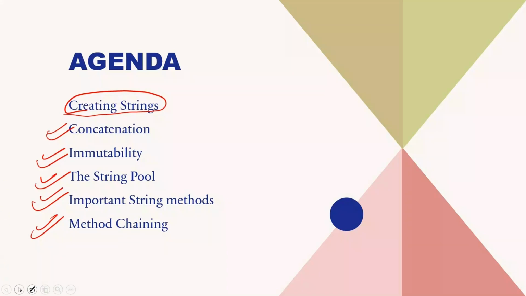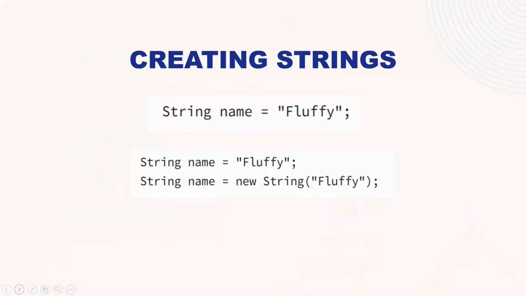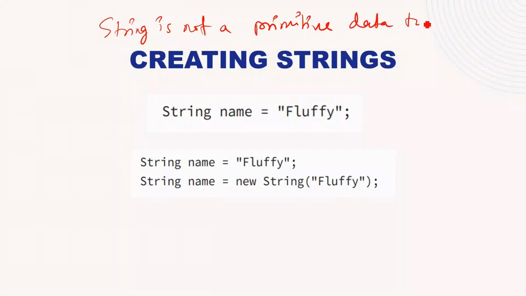Now, talking about strings, right? Strings are basically a very fundamental class. And remember one thing, string is not a primitive data type. Please never ever make this mistake of considering string as a primitive data type. It is a class. The String is a very fundamental class that you're going to use most of the time.